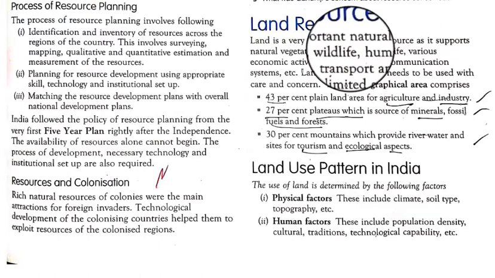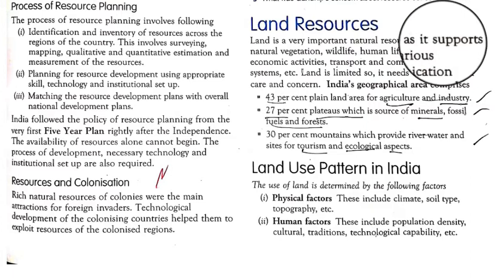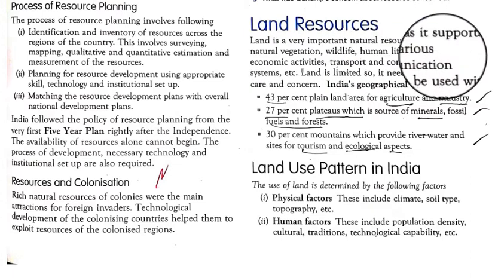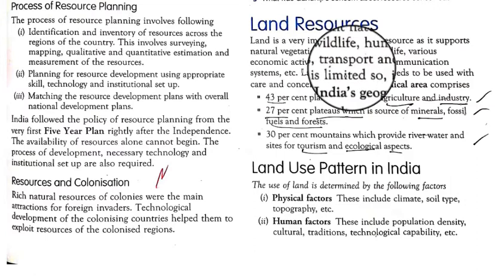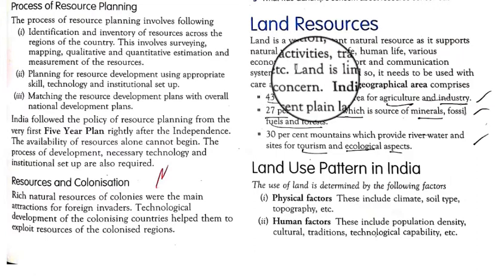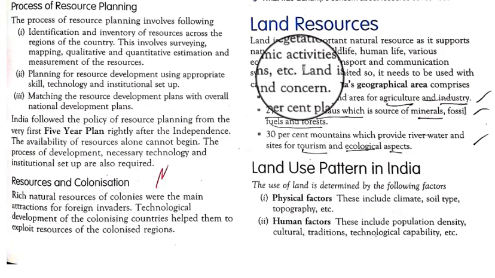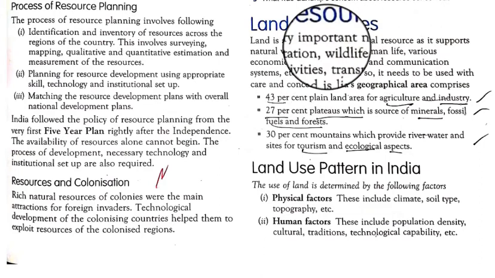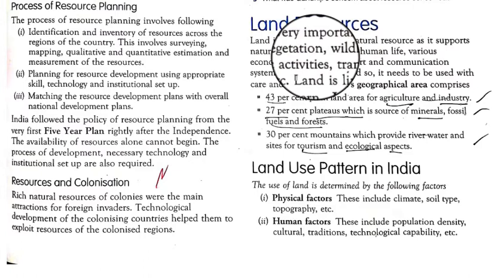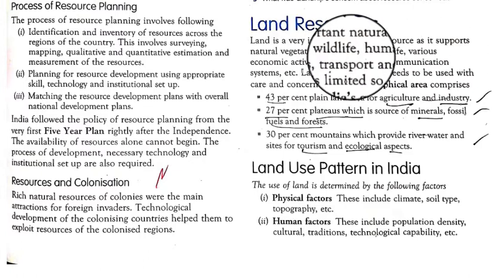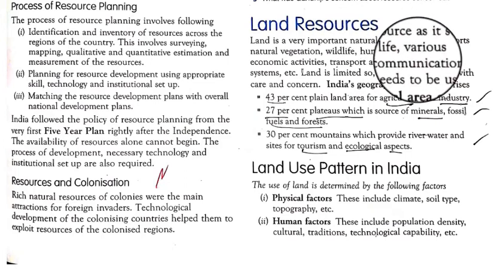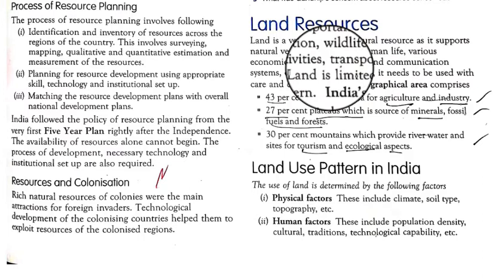Land is a very important natural resource as it supports natural vegetation, wildlife, human life, various economic activities, transport and communication systems, etc. So land is a very important natural resource. Various kinds of vegetation stay on land, wildlife also belongs to land, and human beings create their settlements and various kinds of activities on the land.